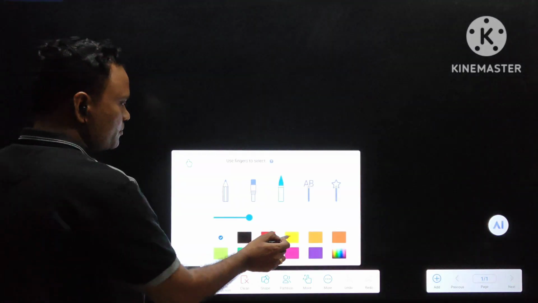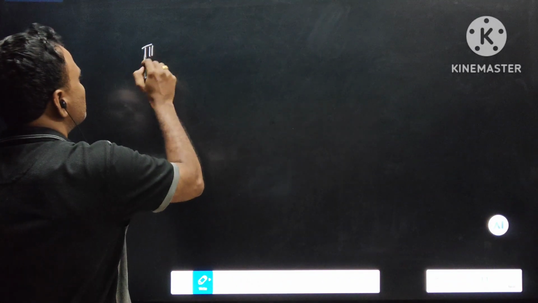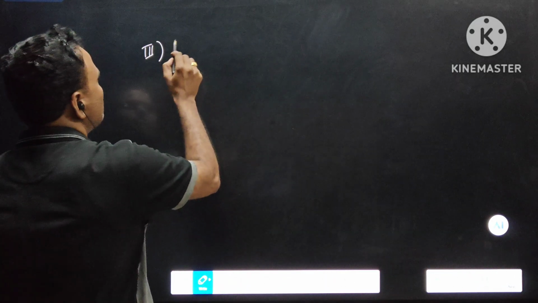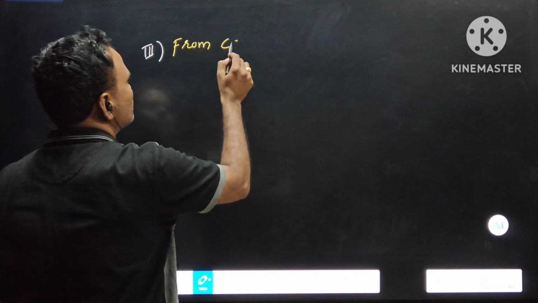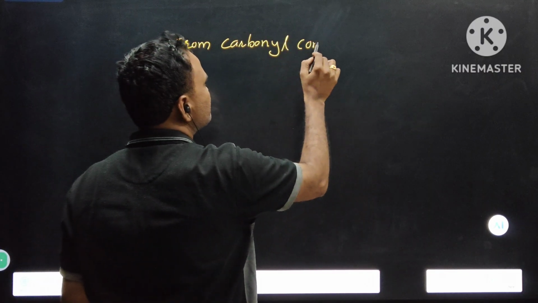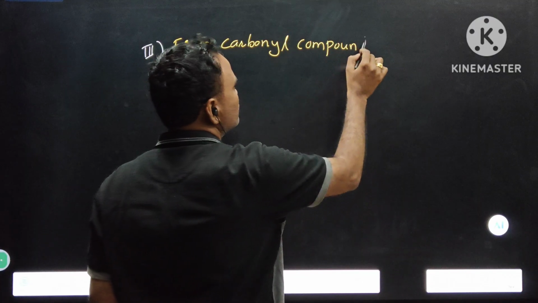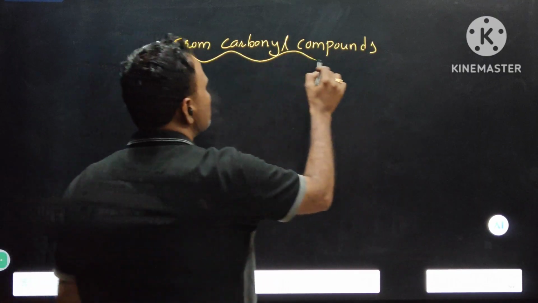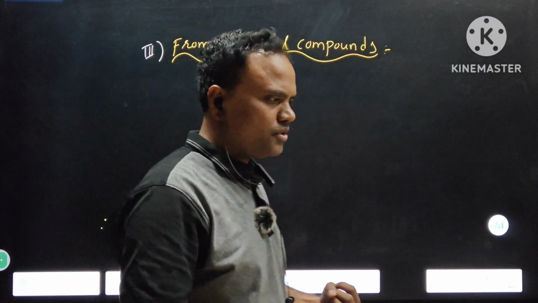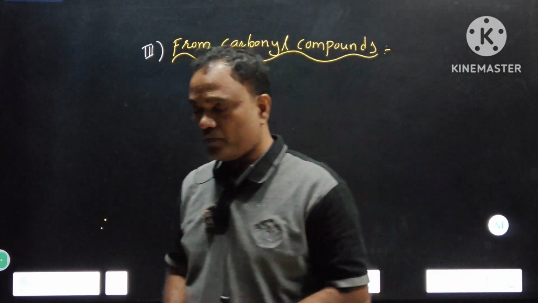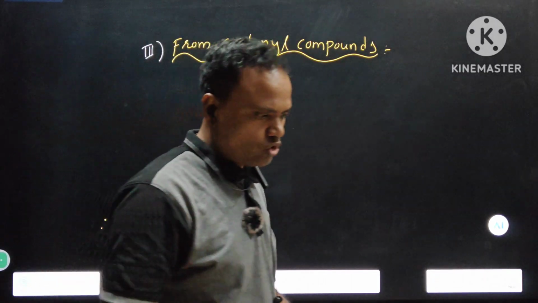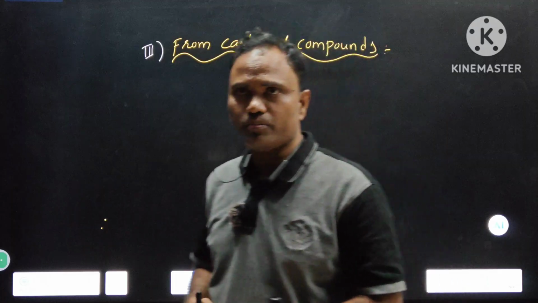Next preparation method, third preparation method: from carbonyl compounds. Preparation of alcohols from carbonyl compounds. Roman number 1 is preparation from alkyl halides. Roman number 2, preparation from alkenes. Roman number 3, preparation from carbonyl compounds.